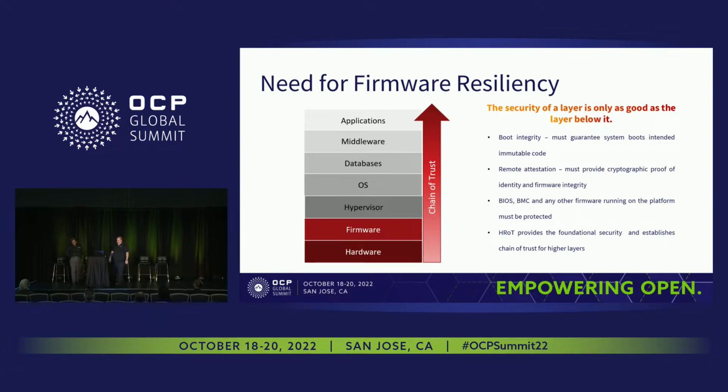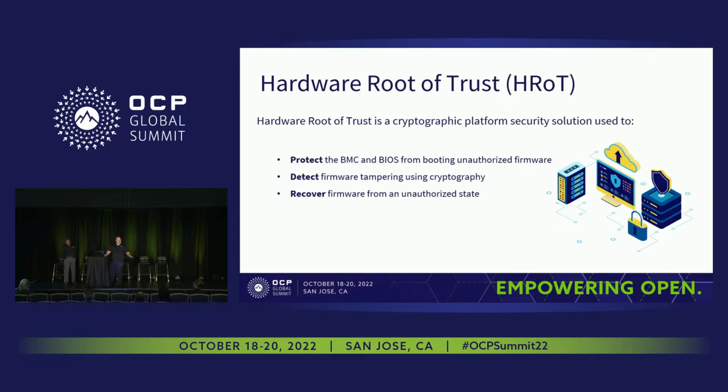And of course, we've got to talk now about your general 3 tenets of what it means to protect the firmware. The hardware root of trust, platform firmware resiliency, whatever you want to call it, has the 3 tenets of protect, detect, and recover. So you want to protect the platform firmware from any unauthorized changes.